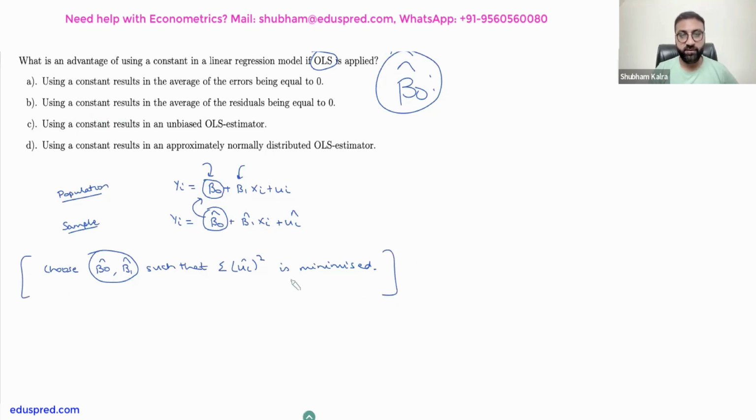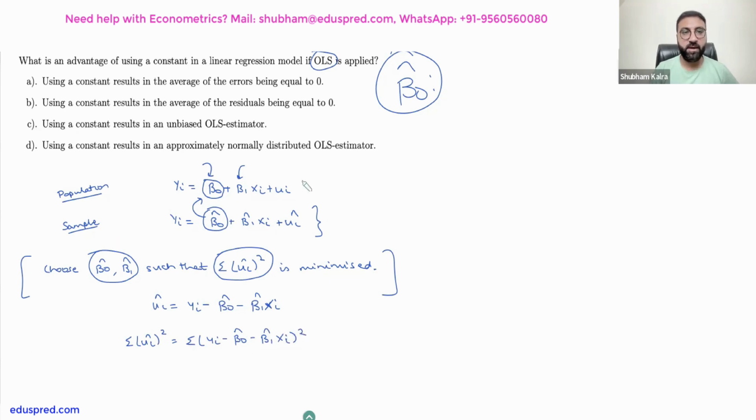First of all, before we do the derivation, we need to figure out what the summation of ui hat square is. I can figure that out from the sample equation. From the sample equation, I can write that ui hat is equal to yi minus beta 0 hat minus beta 1 hat xi. If this is how ui hat is defined, then the summation of ui hat square is going to be the summation of (yi minus beta 0 hat minus beta 1 hat xi) whole square.